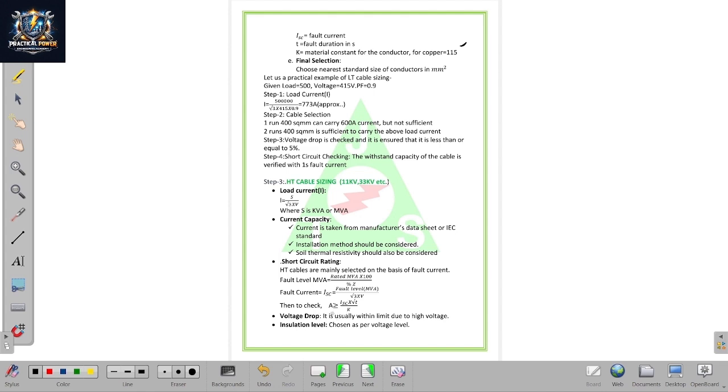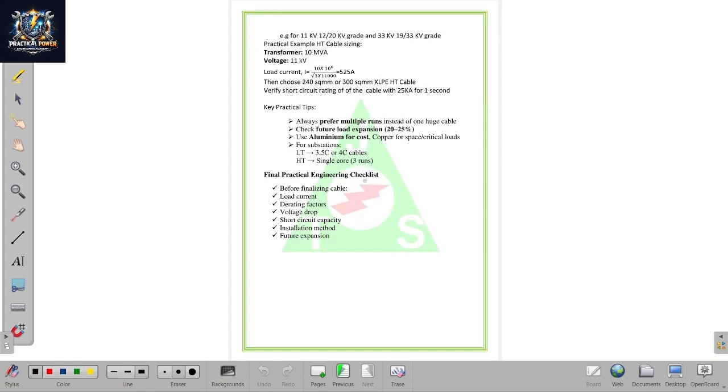Then voltage drop checking is not necessary because it is within limit due to the high voltage. Similarly, insulation level is chosen as per the voltage level. For example, for 11 kV, it is 12 or 20 kV grade, and for 33 kV, it will be 19 or 33 kV grade. Or in some cases, we may take 36 kV grade.